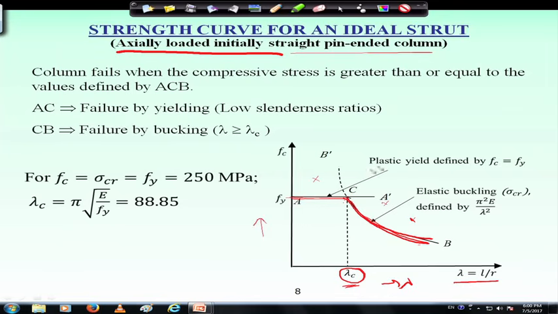So, this is basically plastic yield, defined by F_c = F_y, and this is defined by pi square E by lambda square, that is the elastic buckling stress.